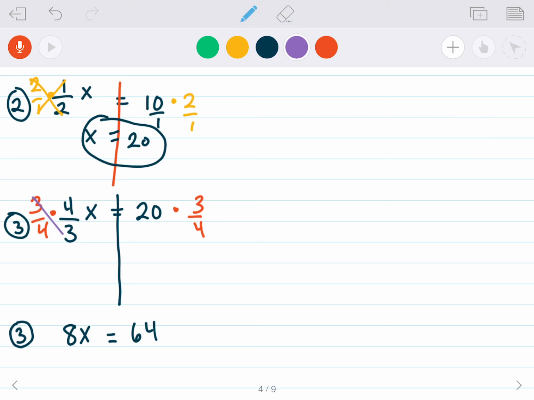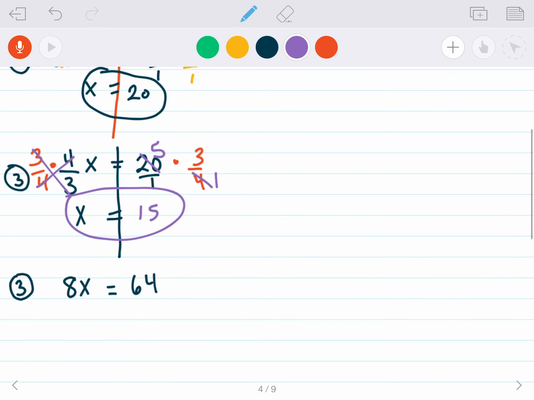All right, so let's go ahead and clean this up. So this goes to 1, right? 1x. So 1x, I'm not writing the 1. And 20 times 3/4 is 20/1 times 3/4. I can cross simplify on the diagonal here. 4 goes into itself once, and it goes into 20 5 times. Multiply straight across to get 15/1, which is just 15. Again, check yourself, check with the original equation, to make sure this makes a true equation.